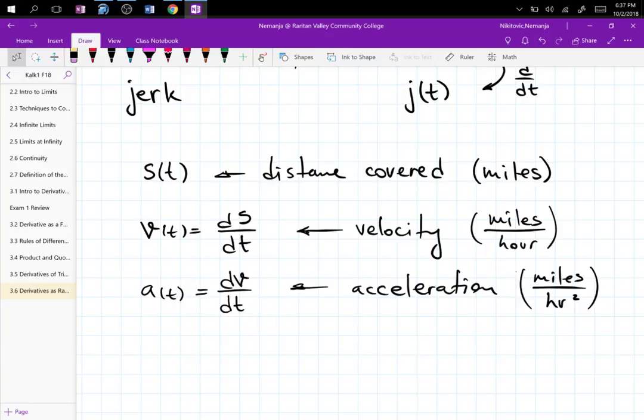Anyway, so we have this concept. The distance function will tell you how far you go, which is the distance. The velocity is going to be the change of that distance in time, miles per hour, looking at the units. And over here, acceleration changes the velocity. And now I'm going to put the jerk as well, because this is what you can experience immediately, which is the change of acceleration in time.